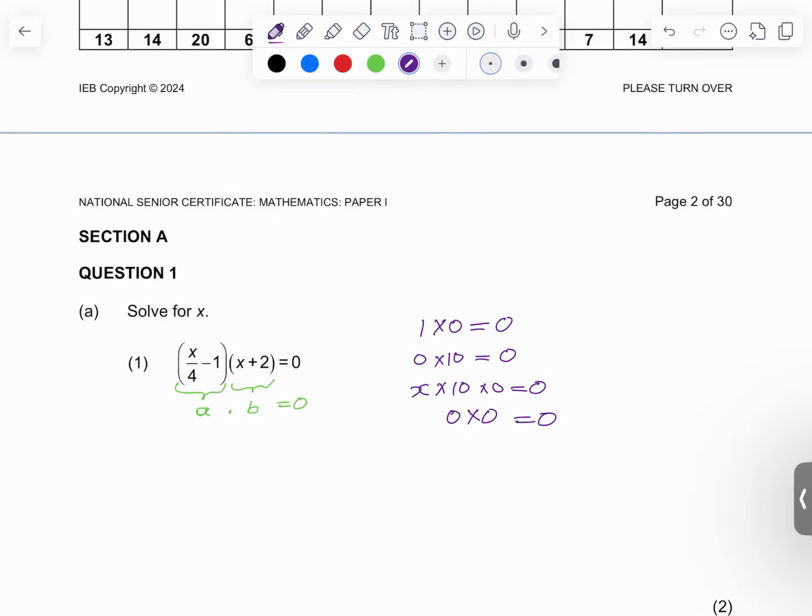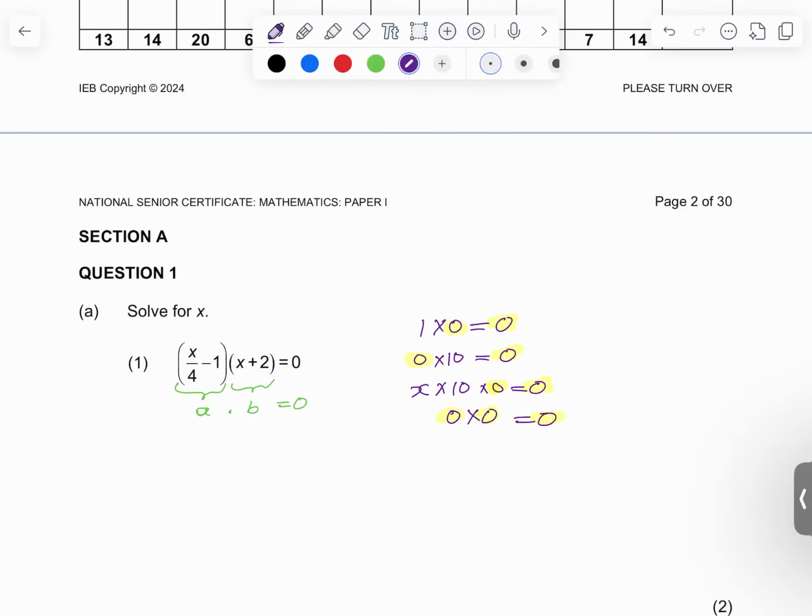Now you can notice that whenever a factor is equal to 0, your product, which is the result of multiplication, will be 0. So we've got 0 as a factor and the product is 0. Here we have two factors and both of them are equal to 0 and your product is 0.